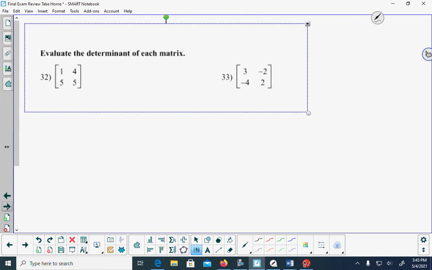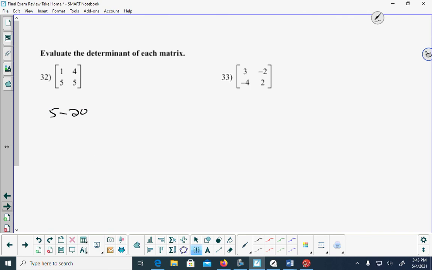So then it says evaluate the determinant. This would be 5 minus 20, which would be -18. Oh my, bad math. 5 minus 20 is not -18, Mrs. Ward. It's -15. Just seeing if you were paying attention. Then I'm going to have 6 minus a negative, actually it's +8. So it's going to be a -2.